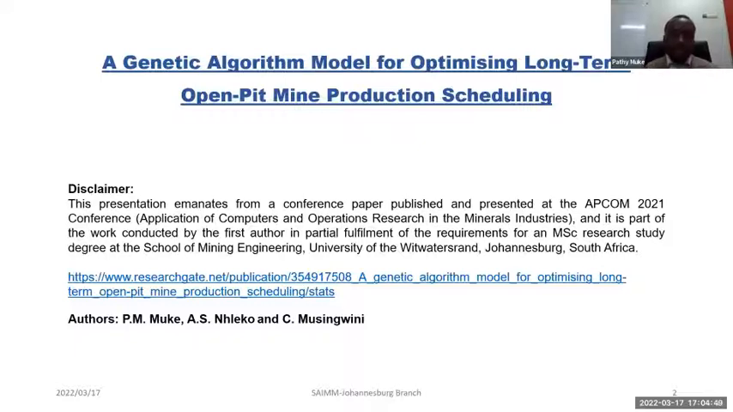I would like to take this opportunity to acknowledge the co-authors of this paper, namely Mr. Sihle Leko and Professor Gadbert Musingwini, to whom I'm so grateful for the advice and scientific guidance. And also, I wanted to thank the Southern African Institute of Mining and Metallurgy for the invitation and allowing me to come and present the topic, which is a genetic algorithm model for optimizing long-term open pit mine production scheduling.